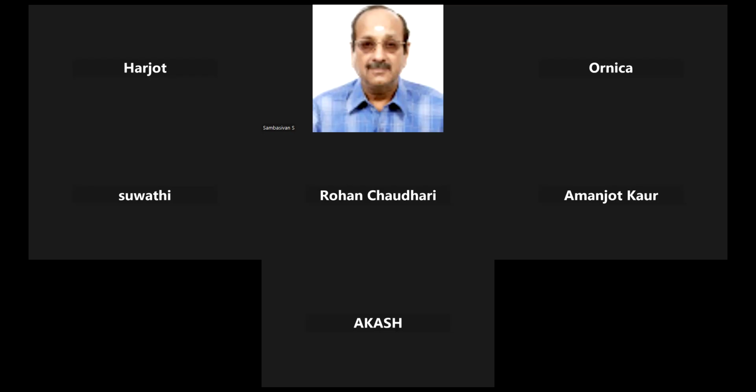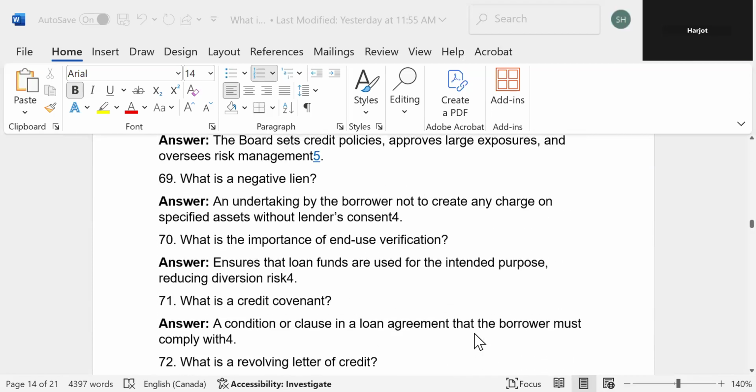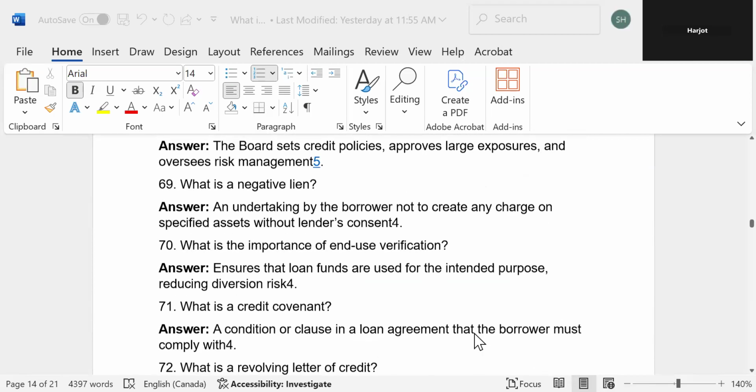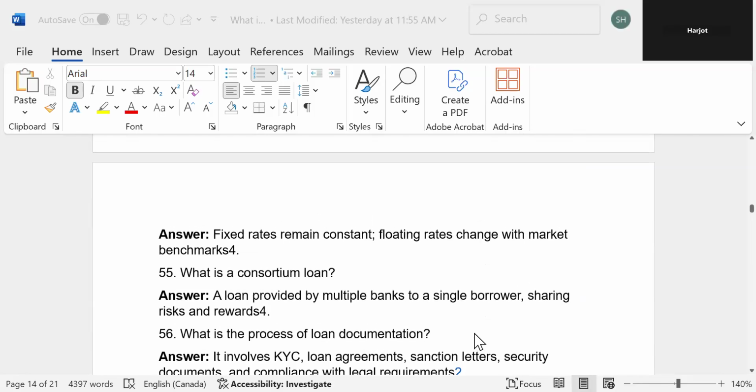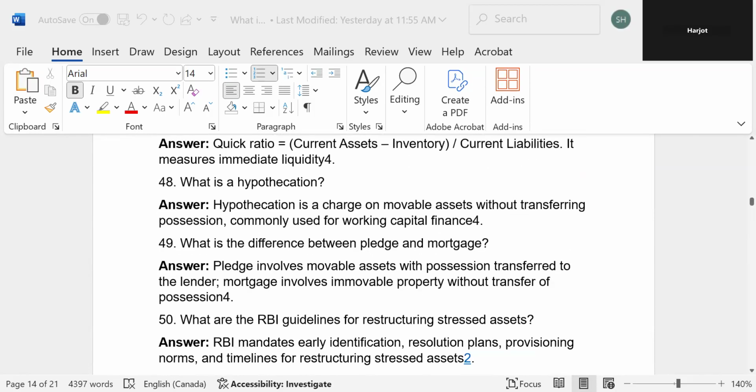Sir, can I ask a doubt? Yeah. Sir, I was going through one article about NPA. There, it was mentioned about shadow accounts that bank has to keep. Sir, what is shadow account? I was not able to comprehend it through Google, sir.